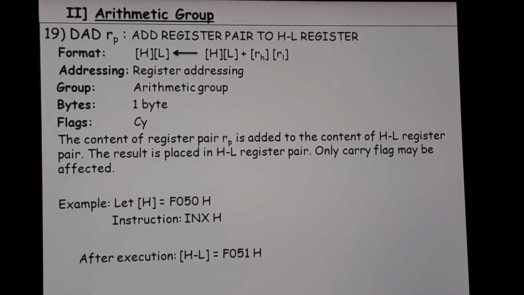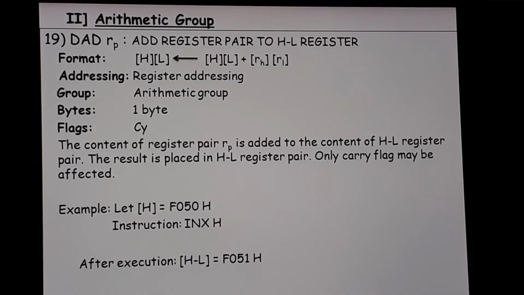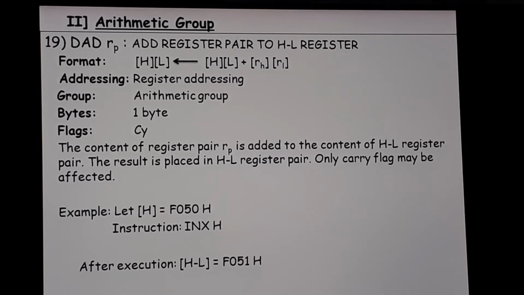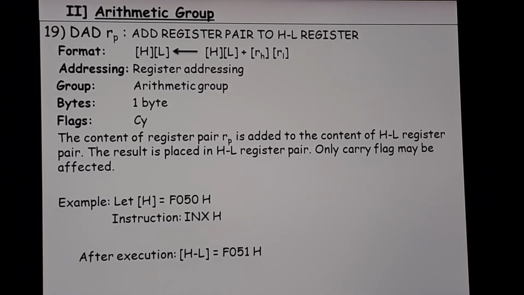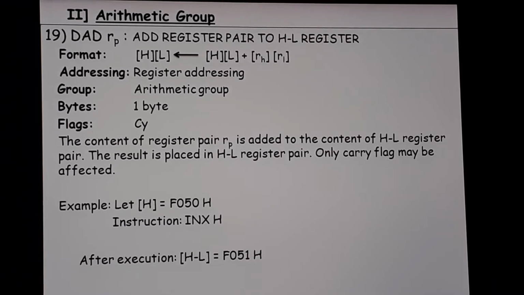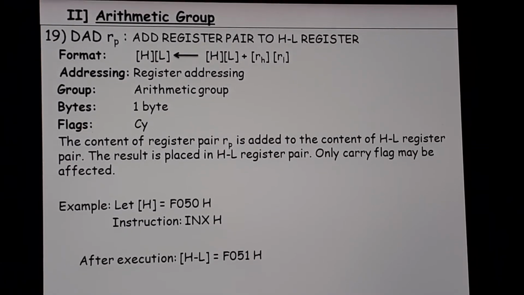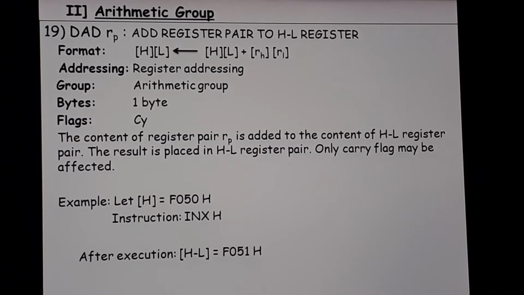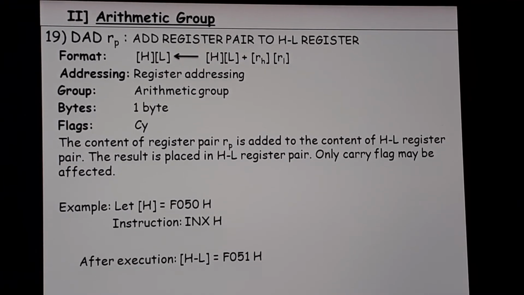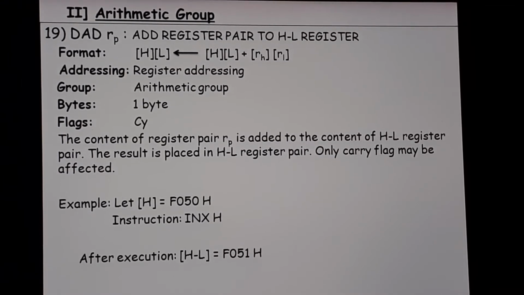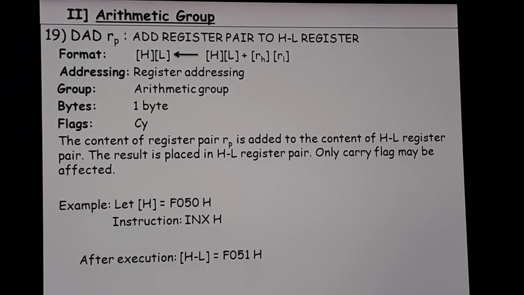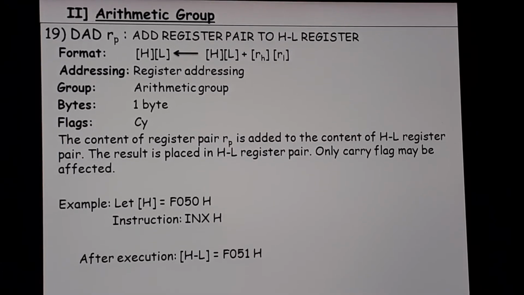So wait a minute. See here, students, by mistake I have taken the incrementing instruction instead of the DAD register pair, but I'll explain. You can all take down that example that I'm dictating. If you consider the HL register pair as F050H, then you need to assume some other register pair. So the instruction that you will take here is DAD, suppose DAD B. You can either take the BC pair or the DE pair here, not the HL pair.